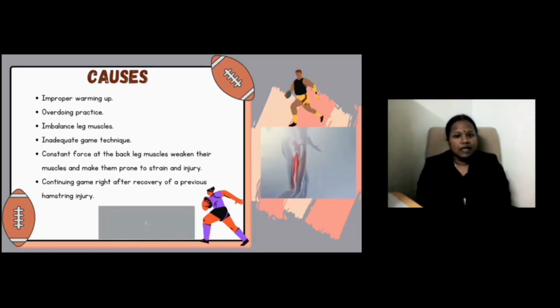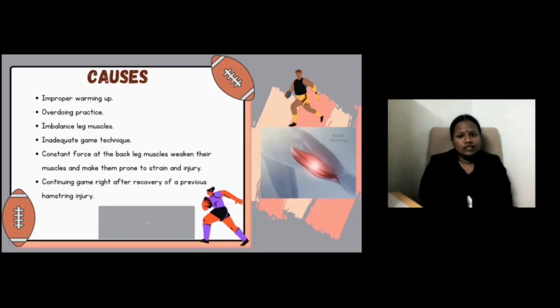The third cause is imbalanced leg muscles. It means one set of leg muscles is stronger, weaker, or tighter than the opposite group of muscles. The fourth cause is an inadequate game technique, where one does low quality practice before a game, which for sure makes players less prepared and vulnerable. The last cause is continuing the game right after recovery from a previous hamstring injury. Putting pressure on a muscle that just recovered would make the situation even worse and result in getting injured in the same area.